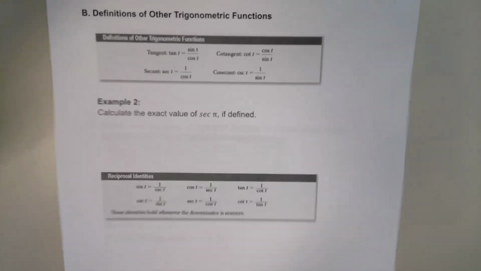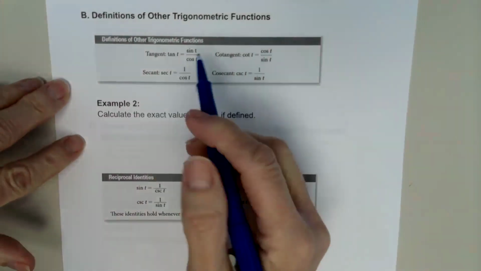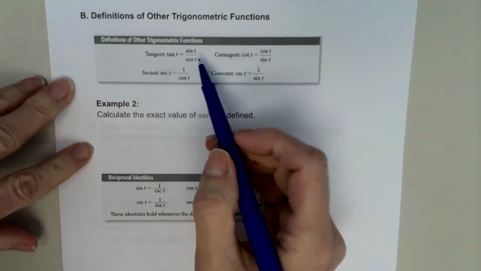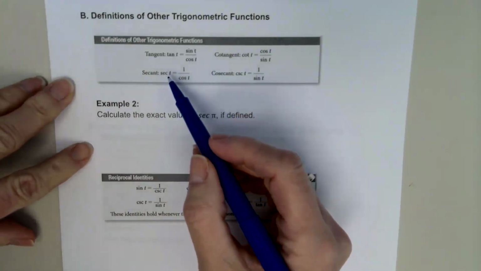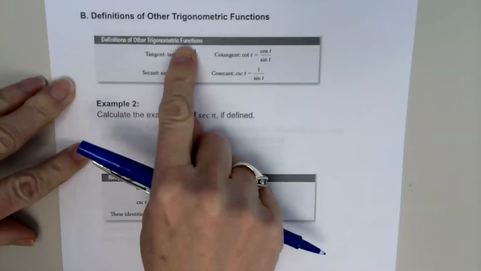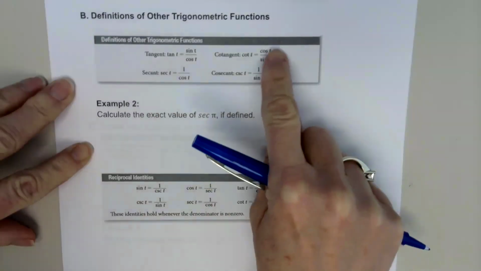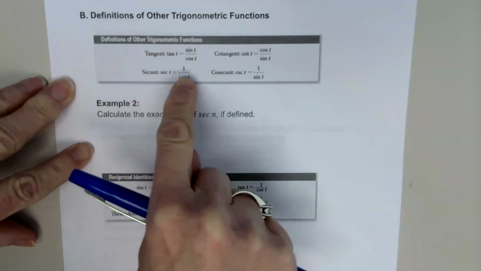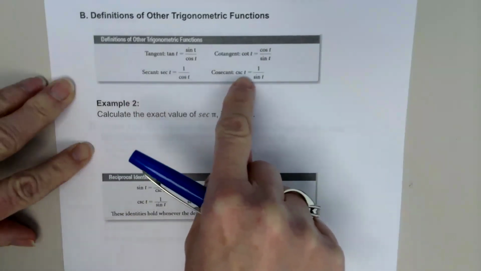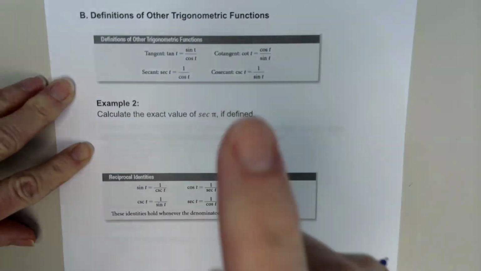Now, we're going to learn how to define the other 4 trig functions. Tangent is going to be the ratio of sine over cosine. Cotangent is the reciprocal: cosine over sine. Then we have secant is 1 over cosine, and cosecant is 1 over sine.